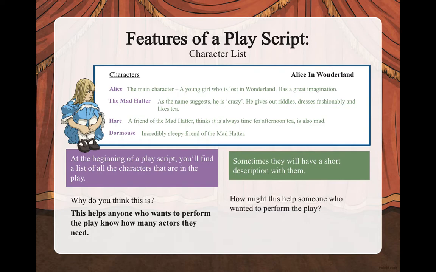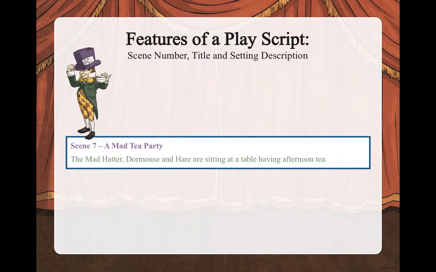Let's move forward. How might this help someone who wanted to perform the play? Well, this tells people what the characters are like before reading the play. So if you want to know about the Mad Hatter, you get told in the first sentence, as the name suggests, he is crazy. He gives out riddles, dresses fashionably, and likes tea. So let's move on. What's another feature?